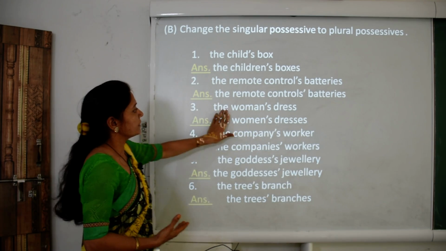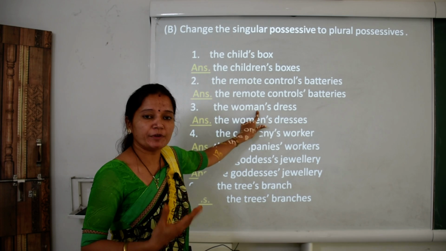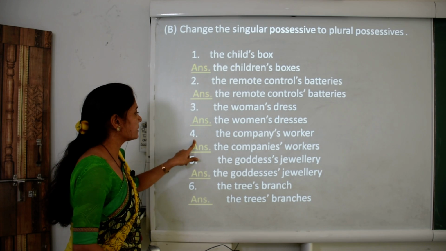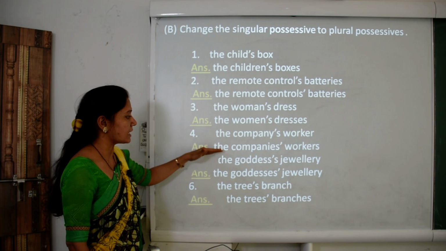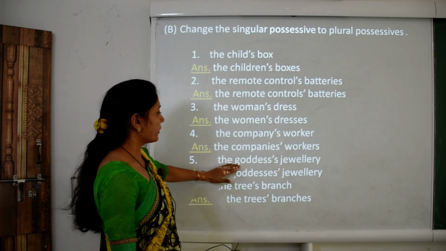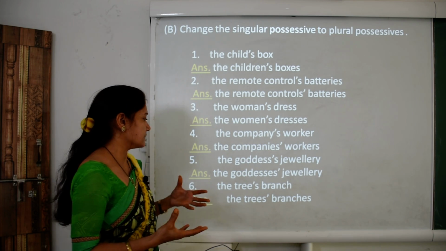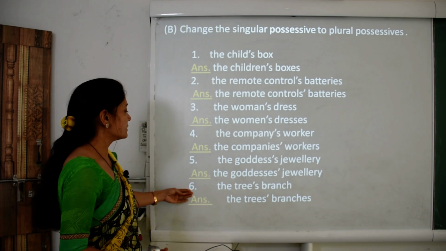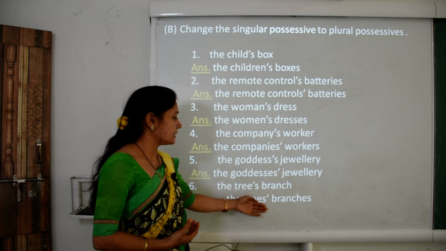Now let's see the next, the woman's dress. So here, what is the plural of woman? Women. So the answer will be the women's dresses. Let's see the next, the company's worker. When we change it into the plural, the answer will be the companies' workers. Let's see the next, the goddess's jewelry. What is the plural of goddess? Goddesses. So the answer will be the goddesses' jewelry. Let's see the next, number 6, the tree's branch. What is the plural of tree? Trees. So the trees' branches.